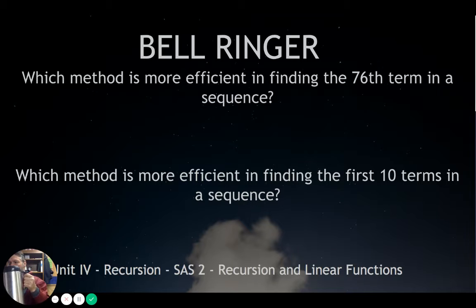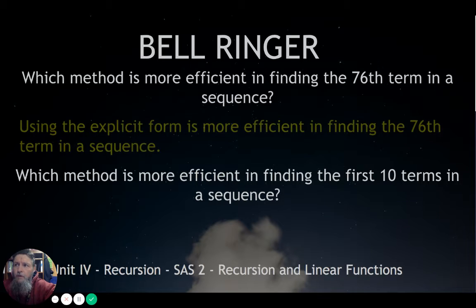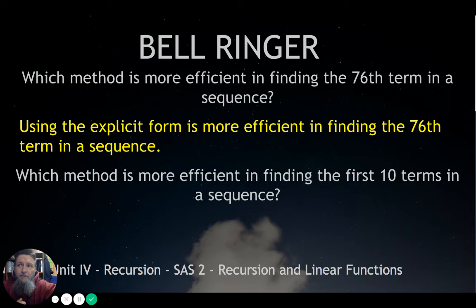Let's start with this bell ringer while I pour my coffee. Which method is more efficient in finding the 76th term in a sequence? Obviously, the only two answers we have here are the explicit method or the recursive method. If we're trying to find the 76th term, the best way is to plug 76 into the formula, and that'll help you get the answer. The only one that allows you to do that is the explicit form. So using the explicit form is more efficient in finding the 76th term.